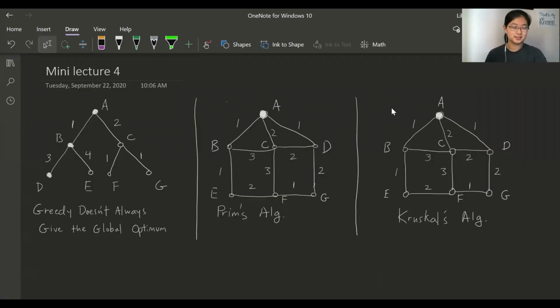Thanks, Neil. In this next section, we'll be covering an introduction to greedy algorithms, and we'll take a look at minimum spanning trees from this greedy point of view.